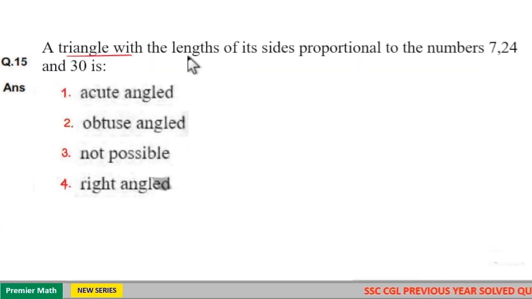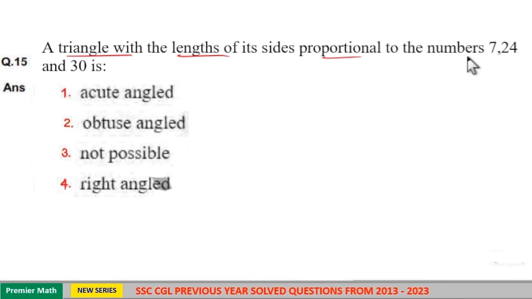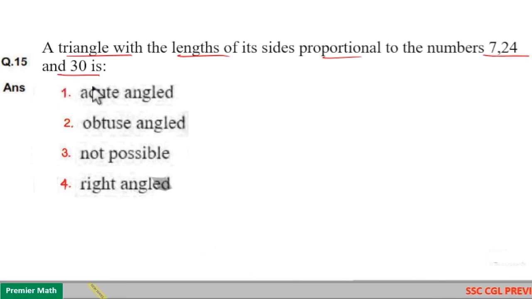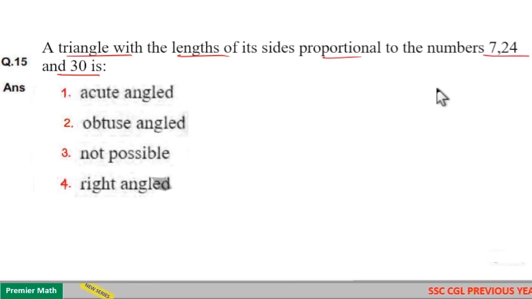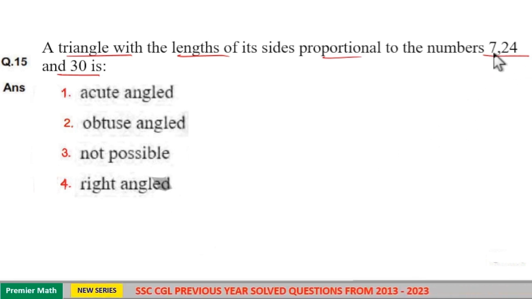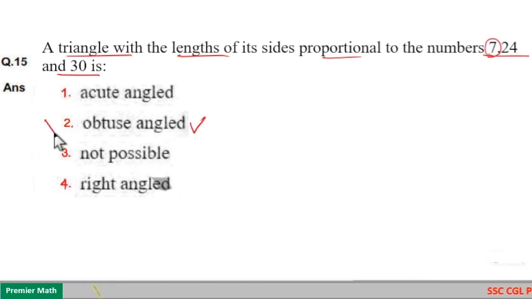A triangle with the length of its sides proportional to the numbers 7, 24 and 30 is. Here, if the sum of two sides is greater than the third side, then it's a triangle. Here 7 plus 24 is greater than 30, and 24 plus 30 is greater than 7, and 7 plus 30 is greater than 24. So it's a triangle, and from this it is clear that 7 is much less than 24 and 30, so it's an obtuse angle triangle. So option 2 is your answer.